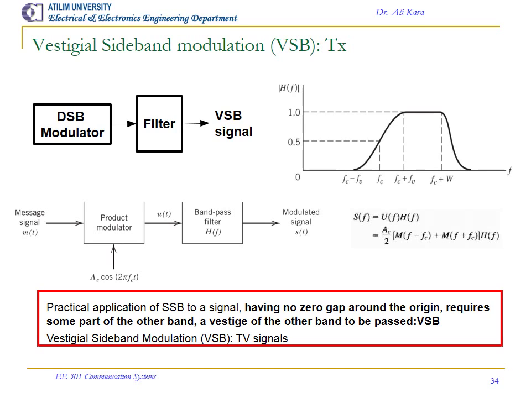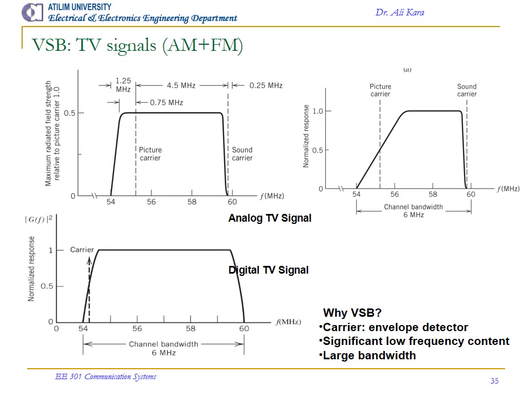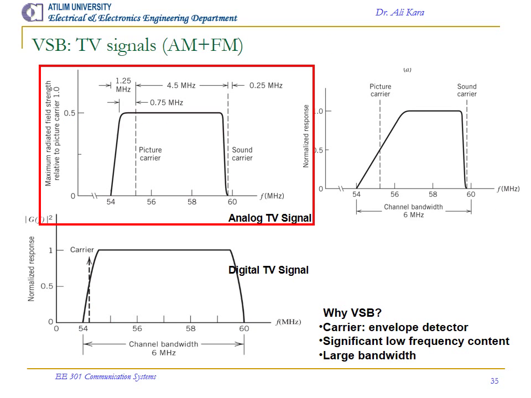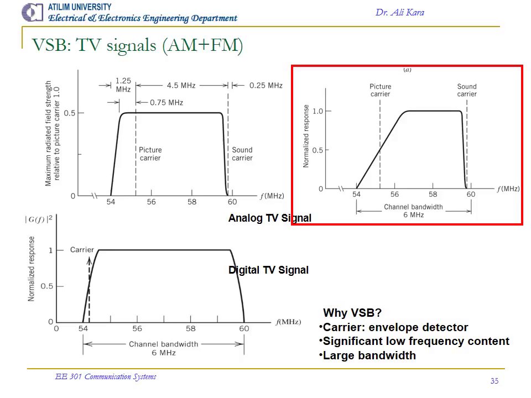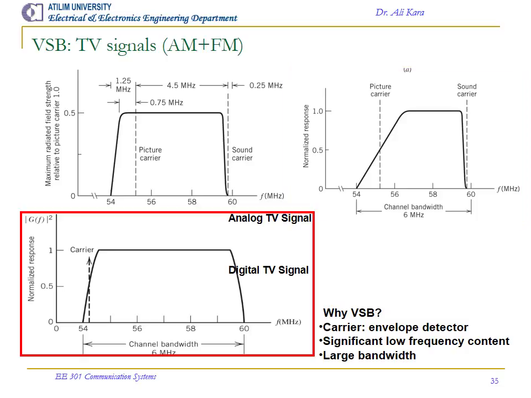Practical application of SSB to a signal having no zero gap around the origin requires some part of the other band, a vestige of the other band, to be passed. Vestigial sideband modulation is used in TV signals in USA, for example. VSB, TV signals: analog TV signal in frequency domain has a spectrum as this. The filter function H of f has the spectrum as shown. This is a VSB modulated digital TV signal.